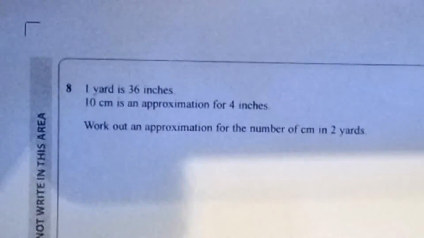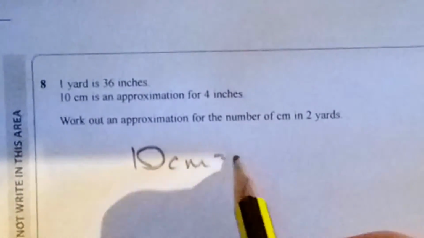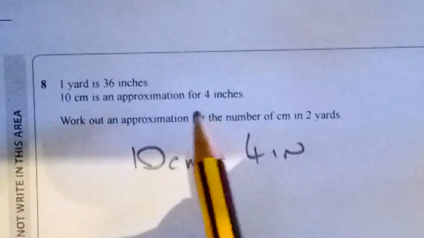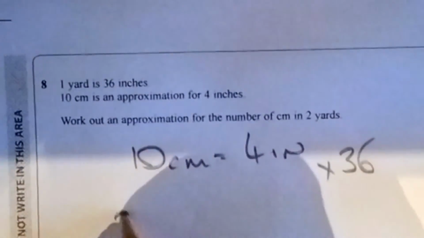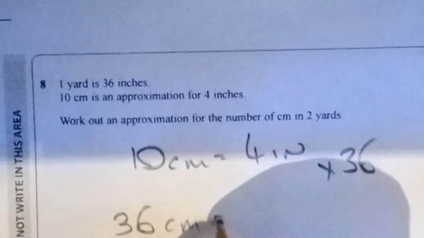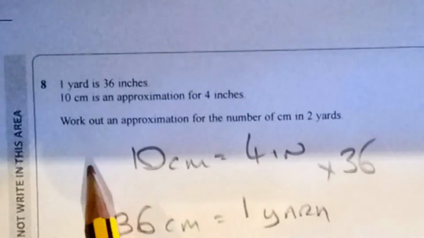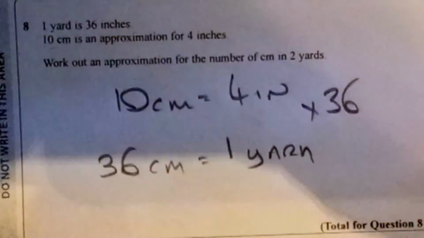Okay, so 10 centimetres equals 4 inches. Okay, 1 yard equals 36 inches, so I need to times this by 36. 360 centimetres equals 1 yard. And I've done that because it says 1 yard is 36 inches. Okay, now from 1 yard you have to do 2 yards.